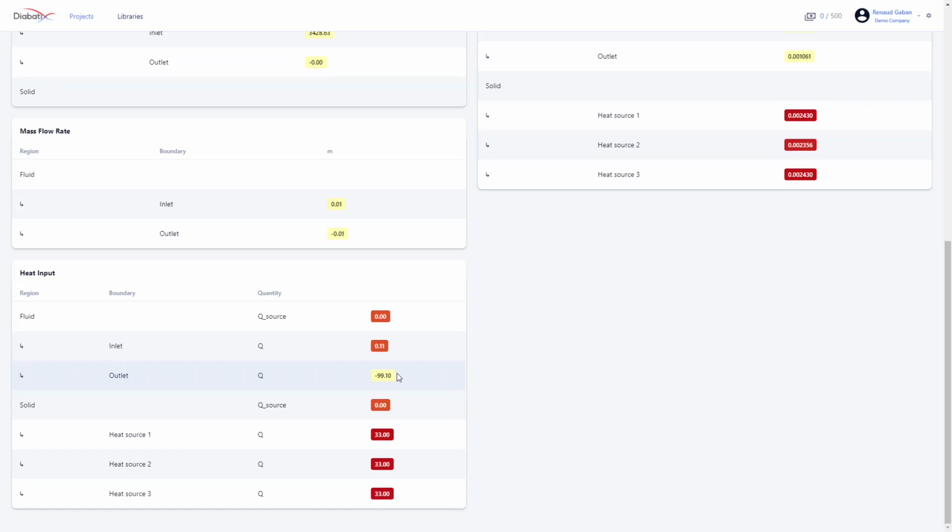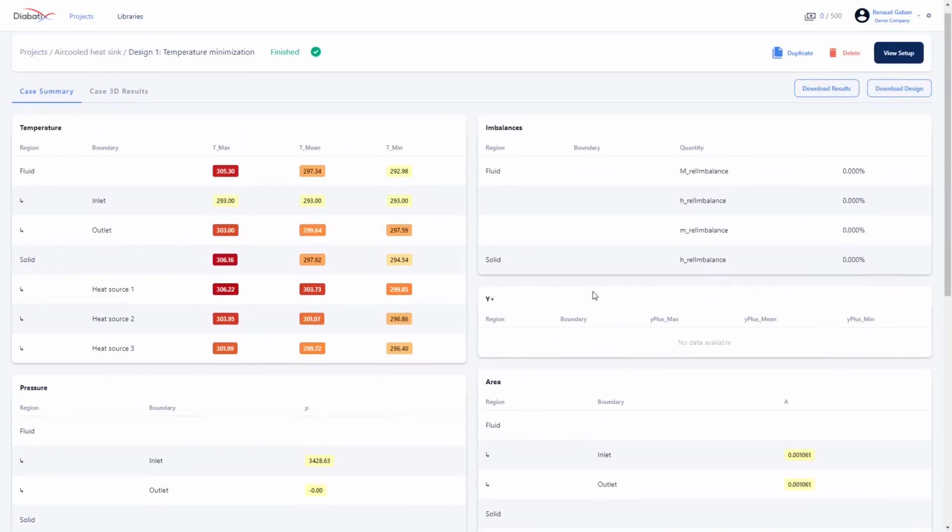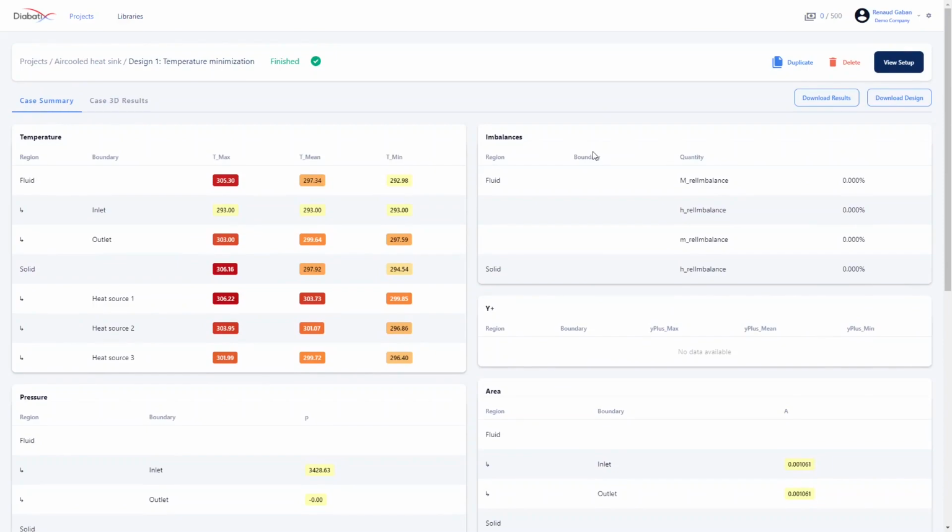If a volumetric heat source is defined for a specific region or subregion in the case setup, it will be shown as a Q source with the same sign convention. The first table on the right-hand side shows the mass, energy, and momentum imbalances for each region. These values are only provided for your convenience, since the system has its own mechanism to detect when the run has converged.